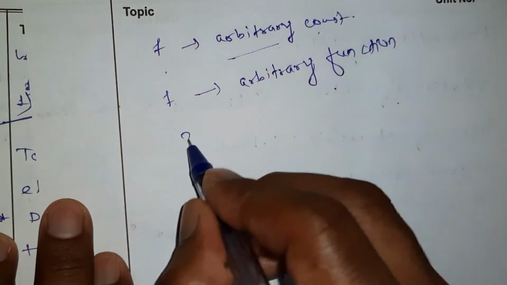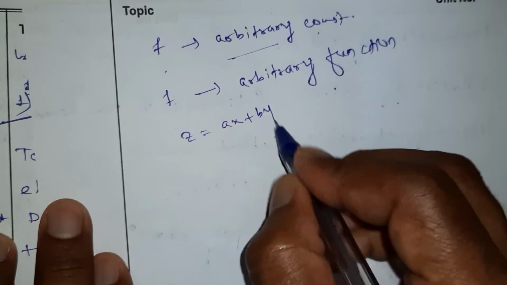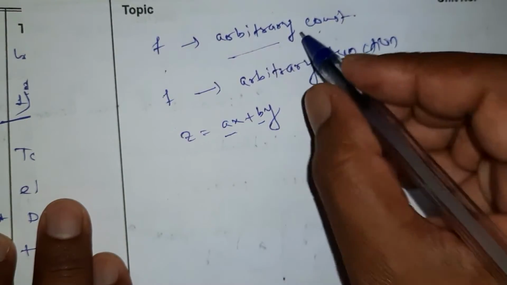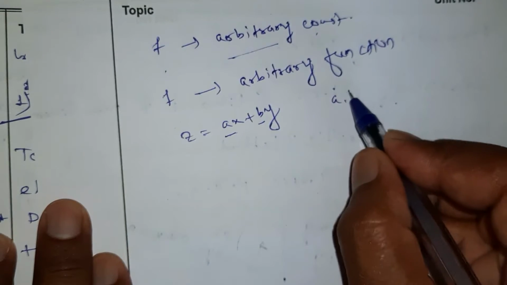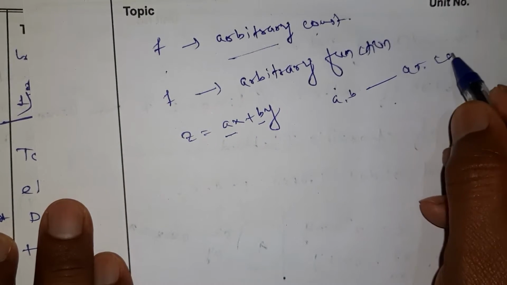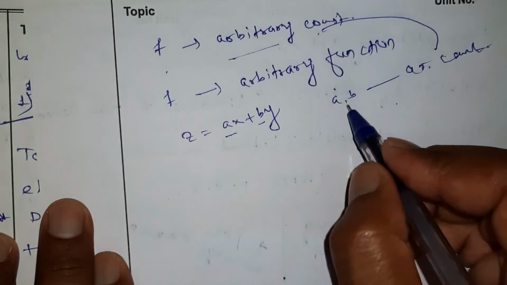Arbitrary constants and arbitrary functions. See, I am writing here z is equal to ax plus by. If I write this, then a and b are arbitrary constants. Are you getting this? a and b.